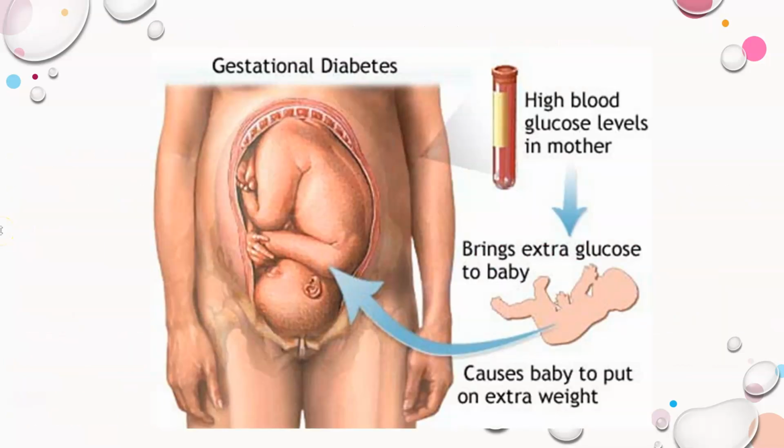When we look at what's happening with the baby, again with the picture here, you can see that the high blood glucose level in the mother actually brings extra glucose to the baby. And this causes the baby to put on extra weight, so we end up with macrosomia. However, if the blood glucose level is high in the mom, then the baby's going to produce more insulin, and so they're taking in more glucose.